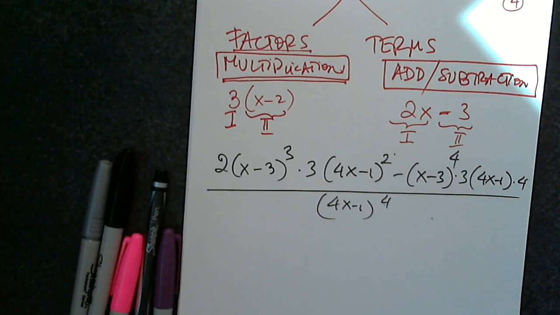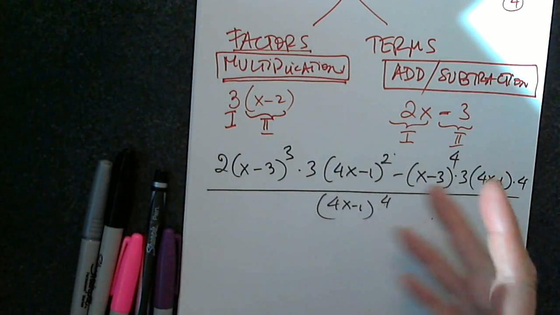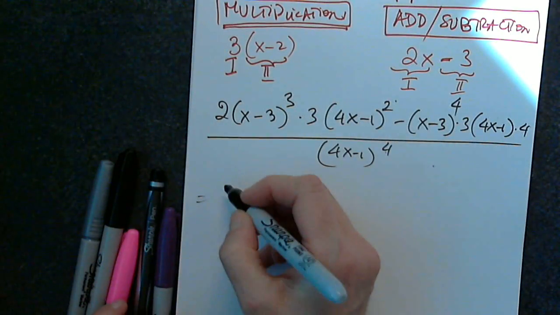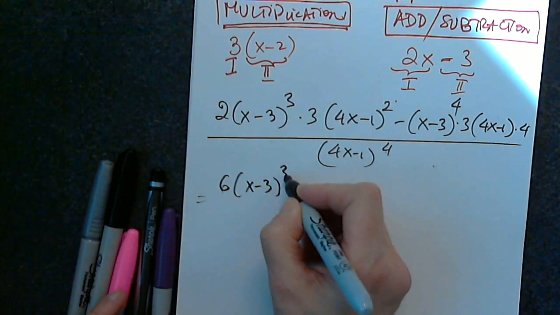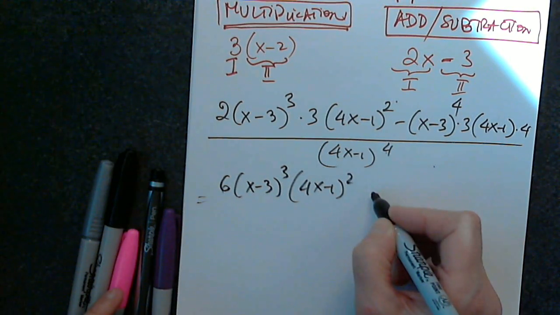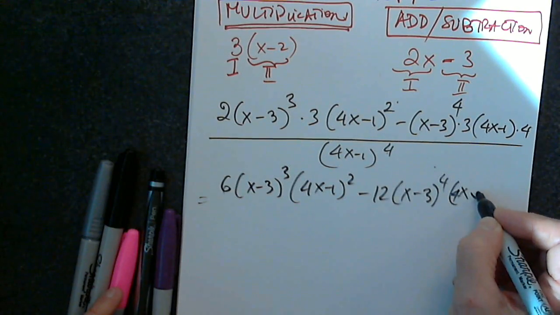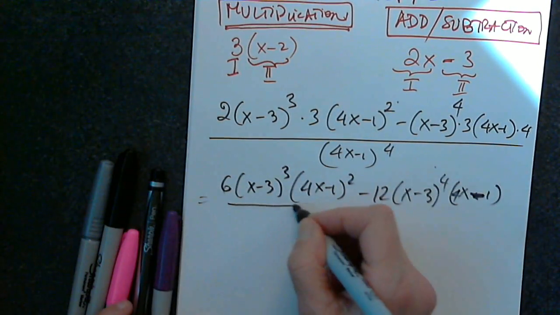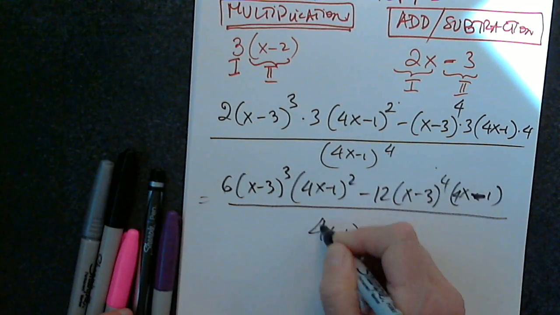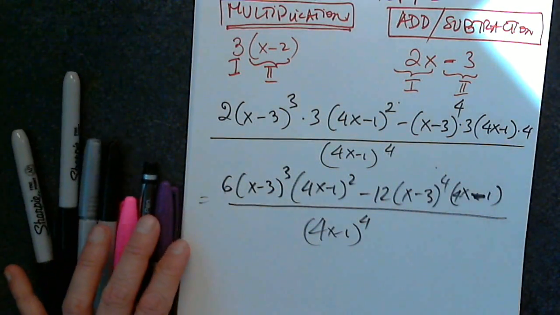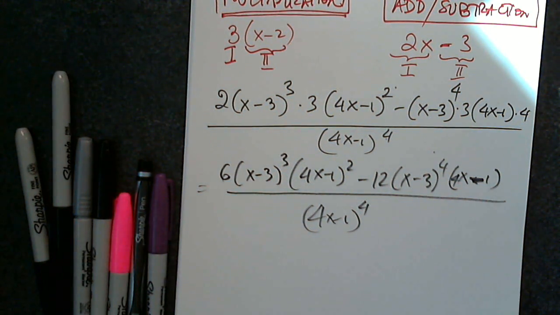Yes. In other words, we cleaned it up. I see some factors in the middle, and I don't want to see those. So I have 6 times x minus 3 cubed, 4x minus 1 squared, minus 12, x minus 3 to the fourth, and 4x minus 1 over 4x minus 1 to the fourth. So I just worked a little bit on simplifying those terms because they were all over the place. Do we understand the first step? Everyone?